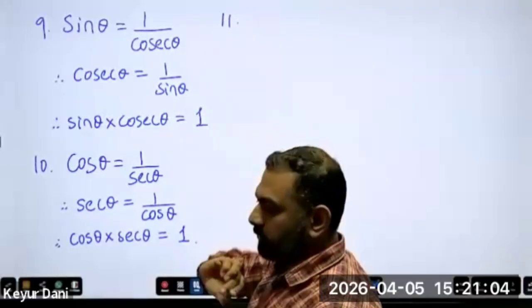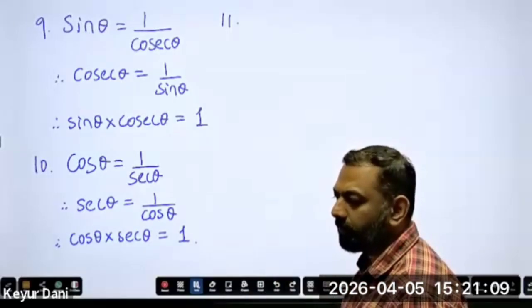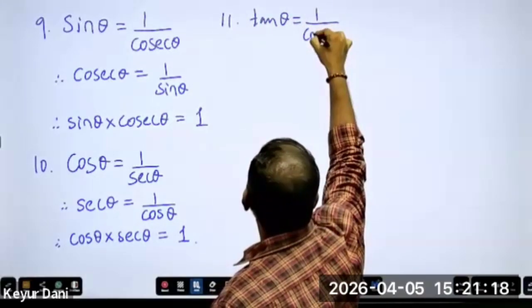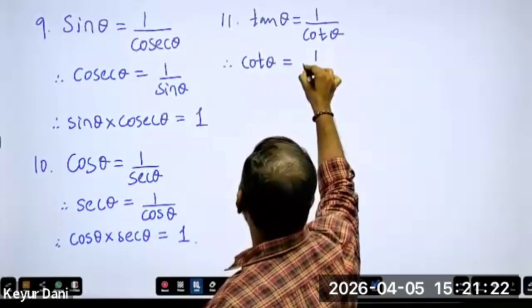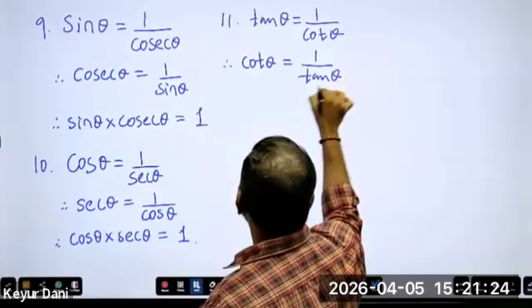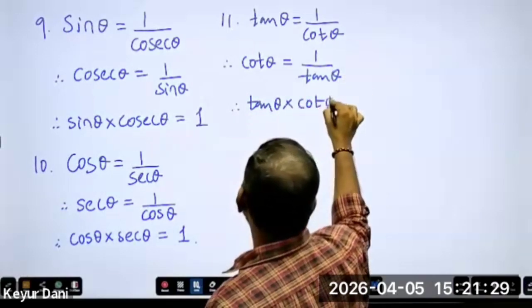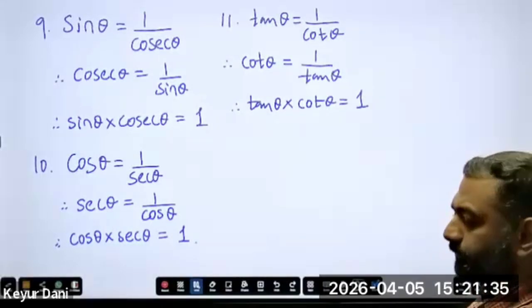Similarly, can I make one more? There is one more relation between what and what? Tell me. Cot theta is equal to 1 upon tan theta. Very good. So can I say tan theta is equal to 1 upon cot theta? If I cross multiply them, then I get tan theta into cot theta is equal to 1. Correct? Yes. Right.